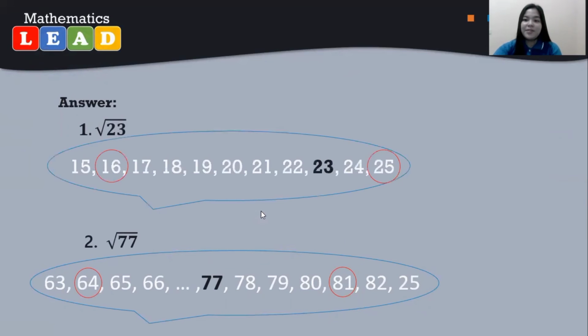Let's check your answers. For number 1, 23 is in between two consecutive perfect square integers, 16 and 25. And the principal root of 16 is 4 and the principal root of 25 is 5. Therefore, the answer is 4 and 5. And for number 2, the consecutive perfect square integers where 77 is in between them are 64 and 81. The square root of 64 is 8 and the square root of 81 is 9. Therefore, the answer is 8 and 9.